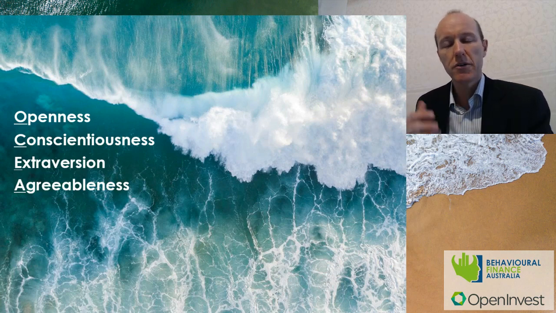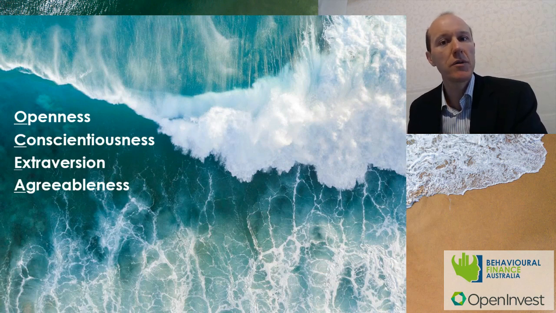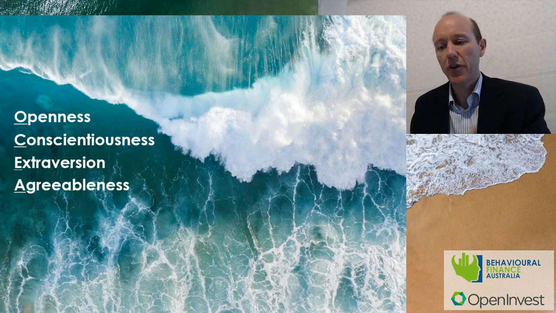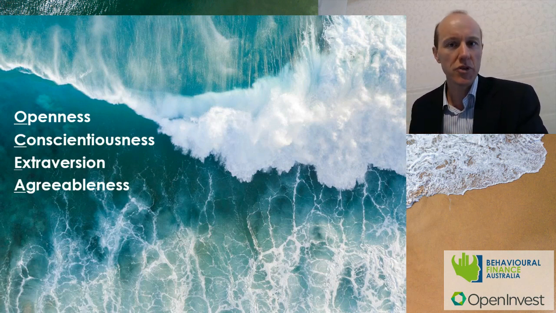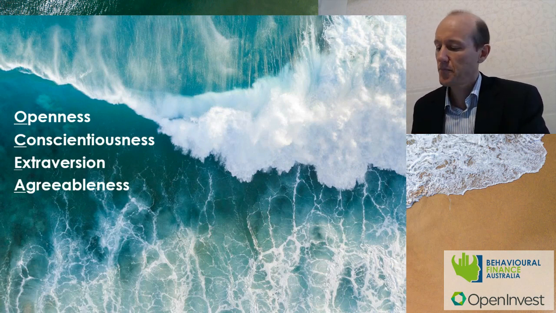Then agreeableness. So agreeableness now relates to things like, someone who's high on agreeableness will tend to be more warm, more friendly, more trusting. At the other end of the spectrum, low agreeableness means you're perhaps more cynical, more suspicious, less trusting, more individualistic perhaps in the way you like to do things.